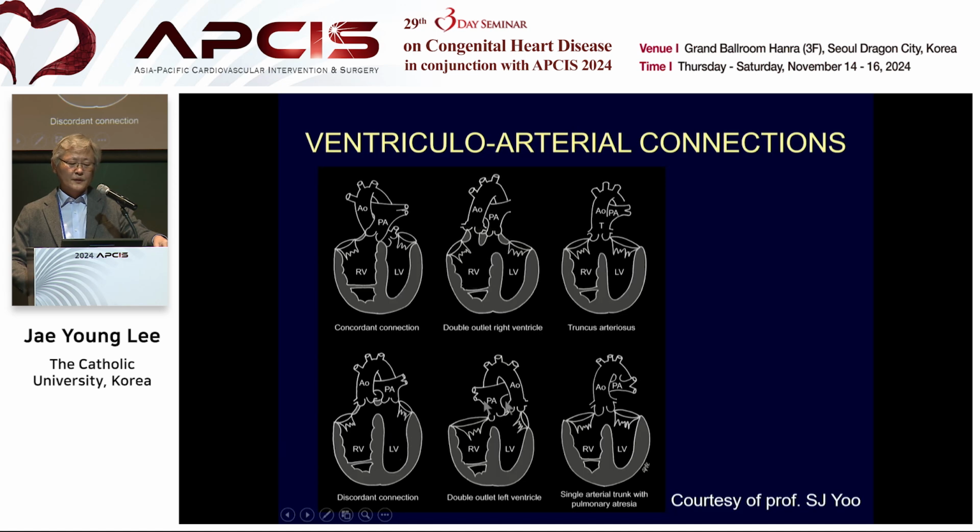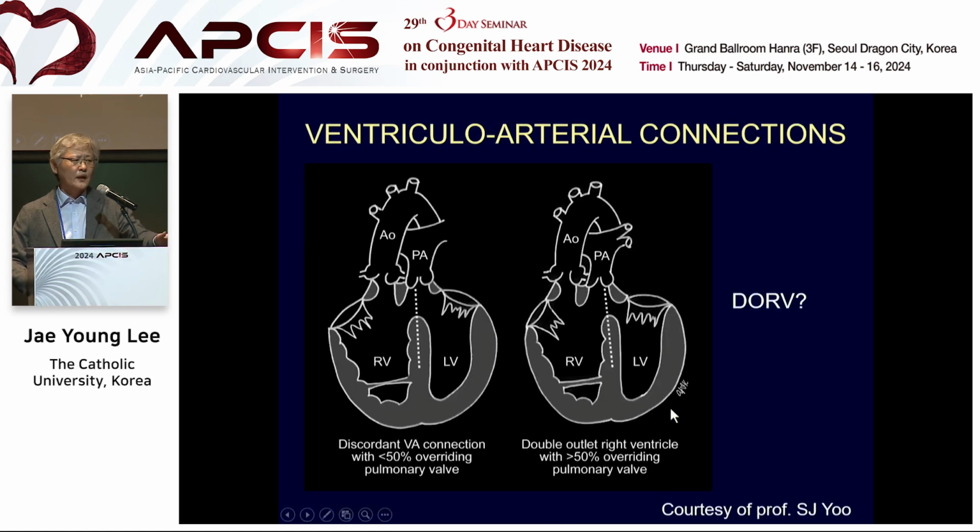In DORV, as in AV connection, there is overriding, more committed to LV, pulmonary is, so this is discordant VA connection in DORV, TGA type usually. In this case, this is a transposition of great arteries. In this case, the pulmonary artery is more committed to the RV. So in this case, this is a double outlet right ventricle. Again, 50% rule, this is a double outlet right ventricle morphology.